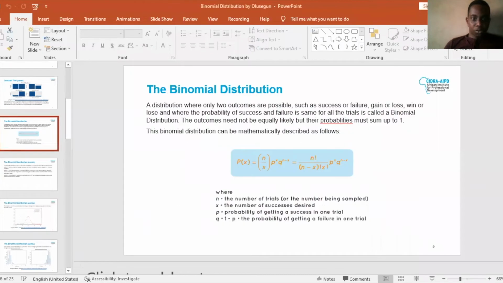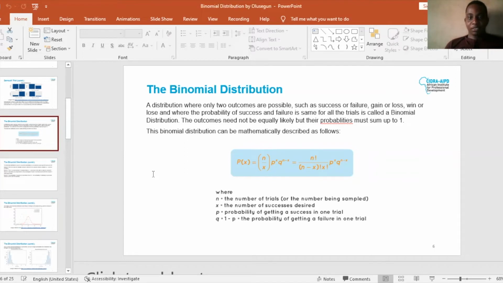So, with that understood, we go on to the binomial distribution itself. A distribution where only two outcomes are possible, such as success or failure, gain or loss, win or lose, and where the probability of success and failure is the same for all the trials, is called the binomial distribution. The outcomes will not be equally likely, but their probabilities must sum up to 1.